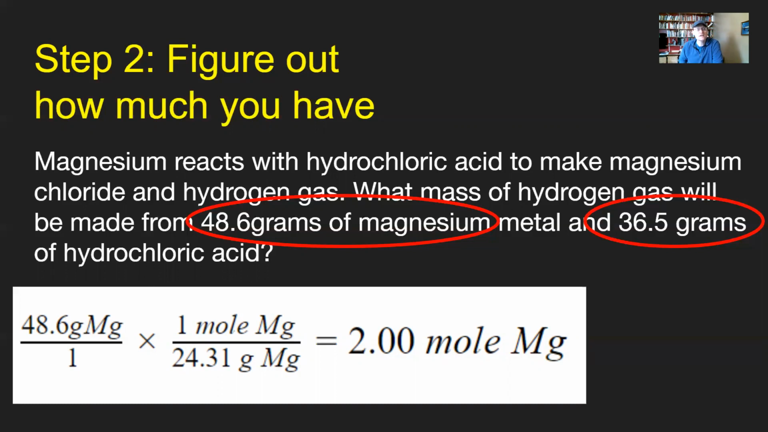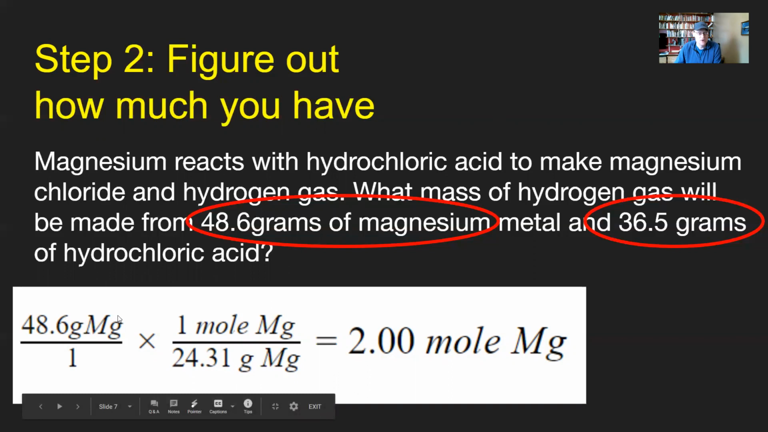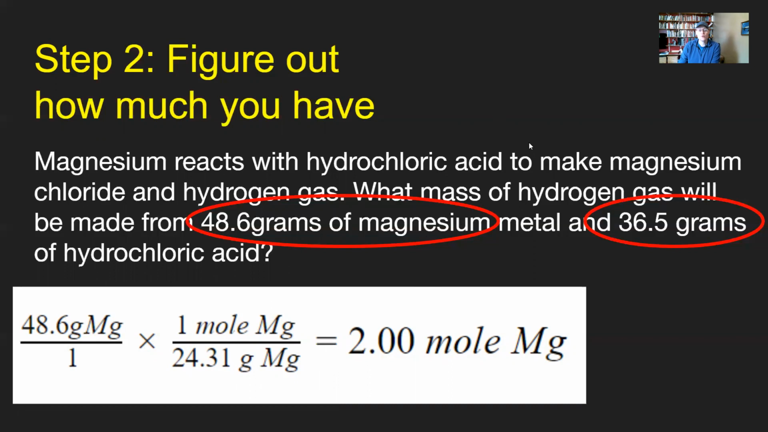You'll notice that I've done the magnesium one for you. I took the 48.6 grams of magnesium, found the molar mass of magnesium on the periodic table, and converted by dividing by 24.31. The grams of magnesium cancel, and I'm left with moles of magnesium, in this particular case, 2.00 moles of magnesium.